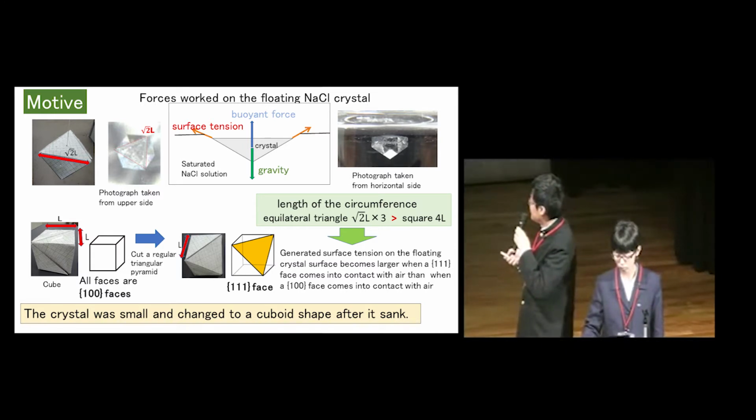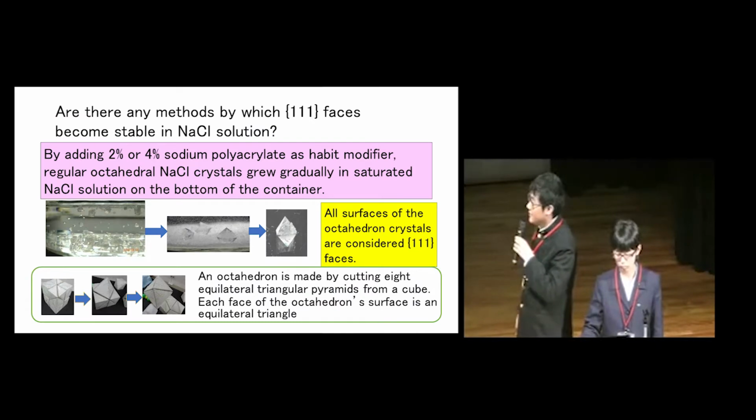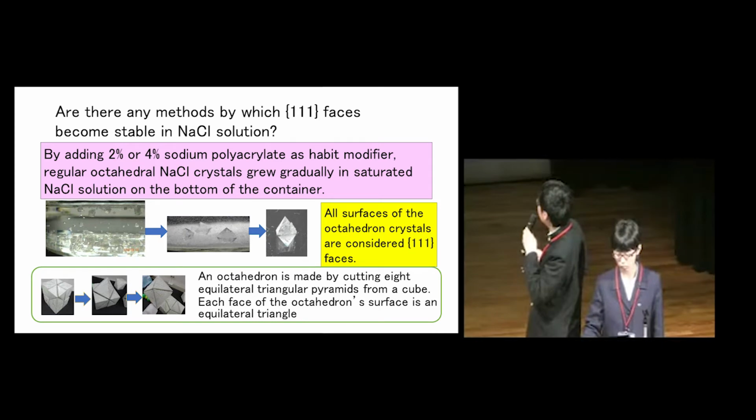But the crystal was small and changed to a cuboid shape after it sank. We wanted a big crystal where all the surfaces are 111 phases. So we wanted other methods by which 111 phases become stable in NaCl solution. And we found that by adding 2% or 4% sodium polyacrylate as a habit modifier, regular octahedral NaCl crystals grew gradually in saturated NaCl solution. And all surfaces of the octahedral crystal are considered 111 phases.